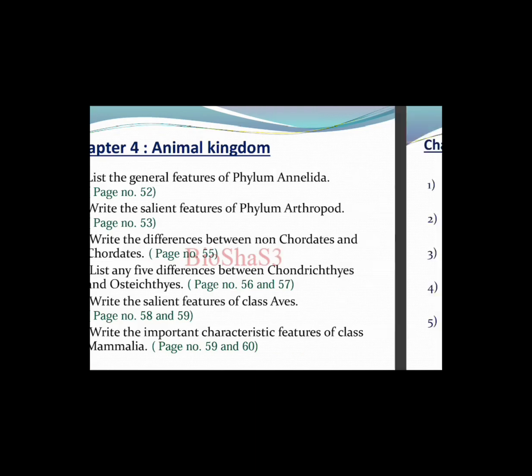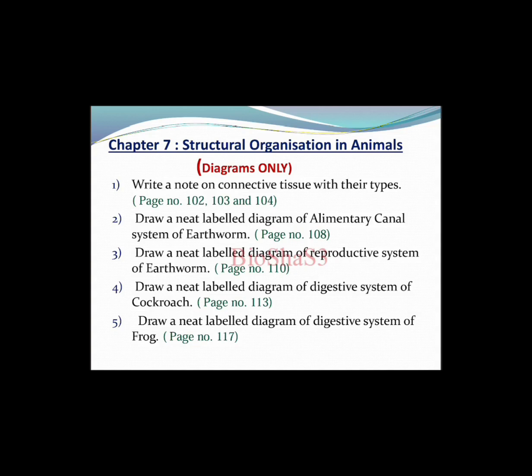Next important chapter is chapter 7, Structural Organisation in Animals. Here you can give more emphasis to diagrams. The first question is: write a note on connective tissue with the types. For this you refer to the answer on NCERT pages 102, 103 and 104.